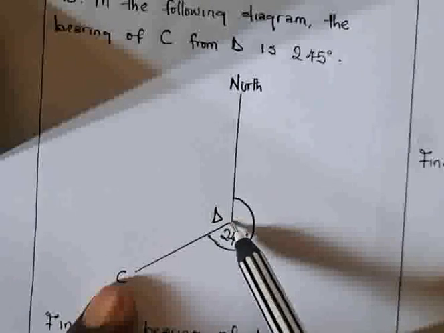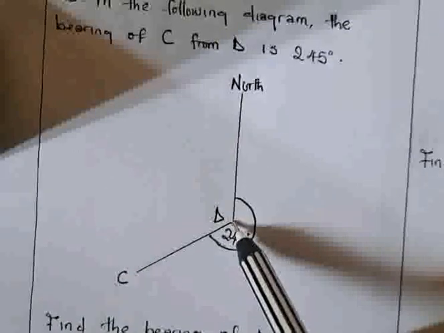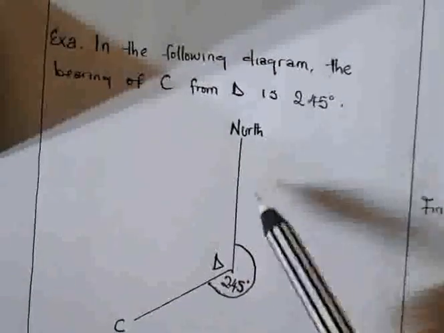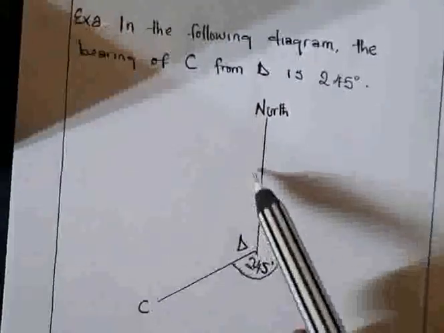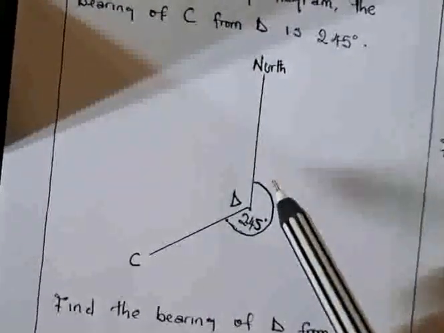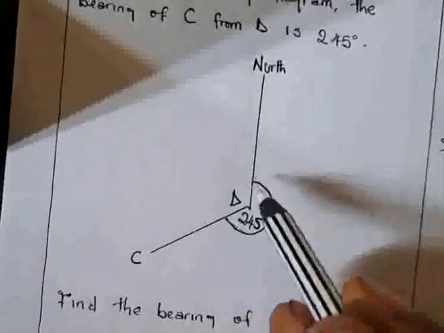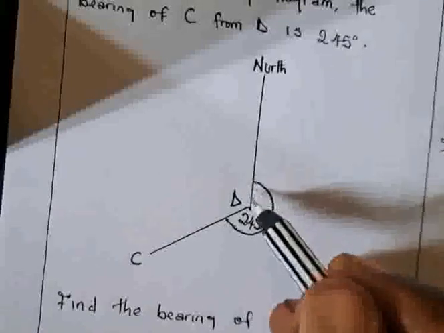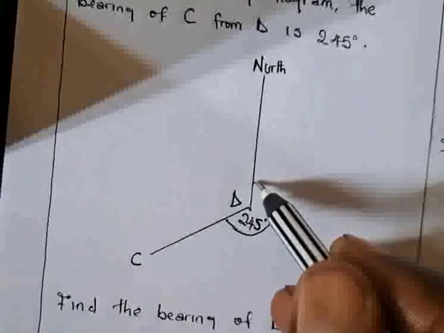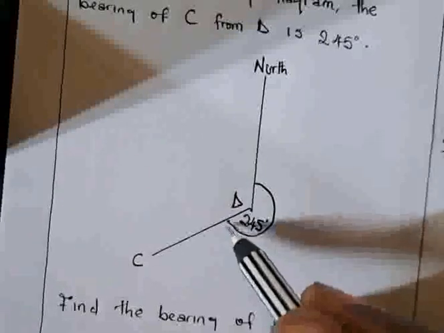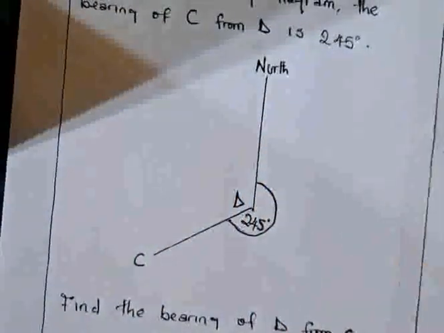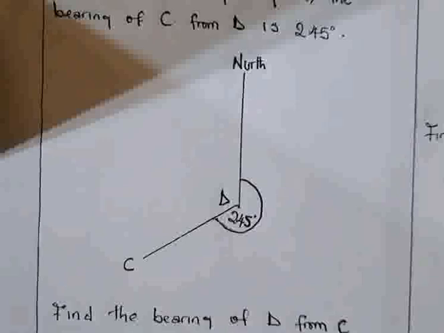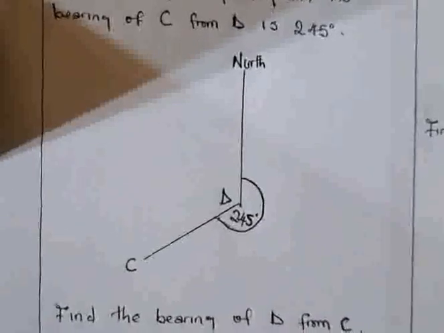Now remember, when you are standing at D, where should you face? You are facing north, and that's why D there is facing north. So from the northern part of D, you make a turn and face where C is. That's the bearing they talk of, and said the bearing of C from D is 245.